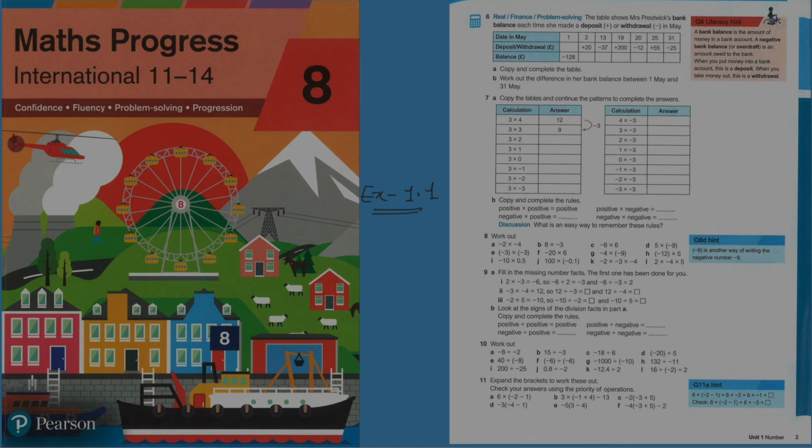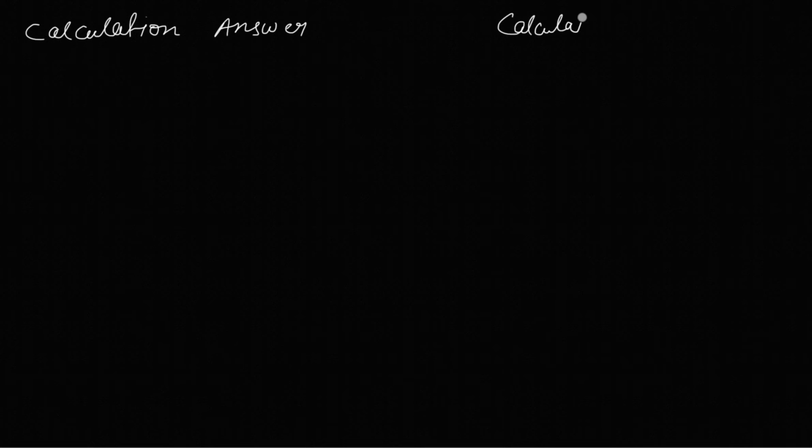So you can read out question number 7 from here. Okay, so what question number 7 says: copy the tables and continue the patterns to complete the answers. So let's make the table first. Calculation and here answer. Then here calculation and here answer.